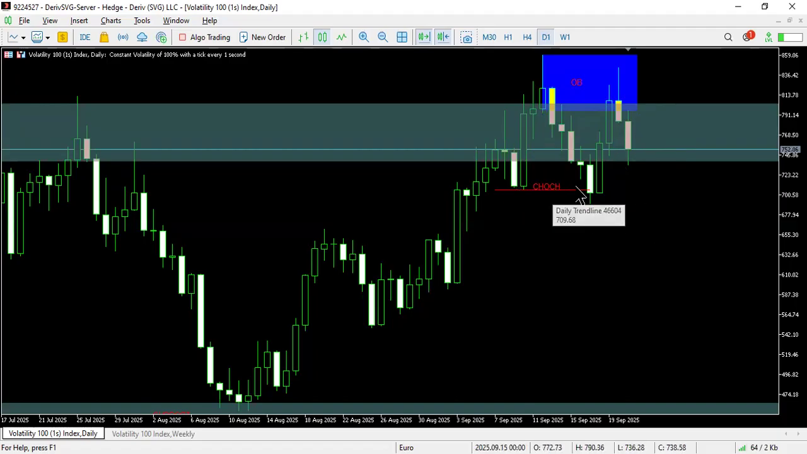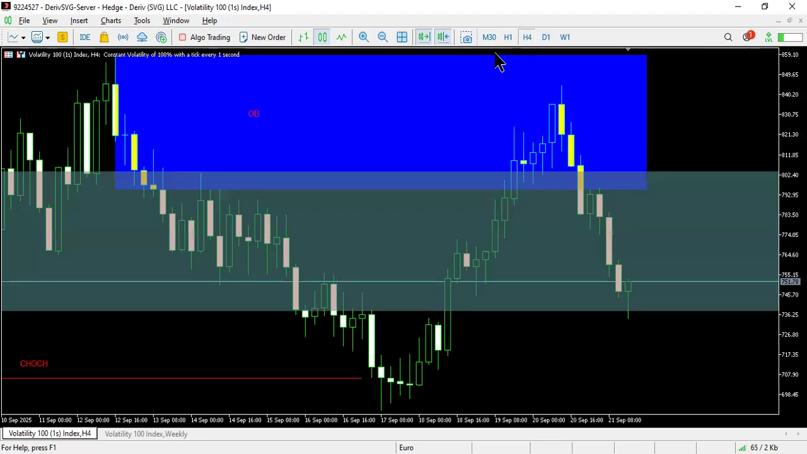Because a change of character has happened, price went back to tap into the order block which caused this change of character, and then it's pushing down. That is all from the daily.